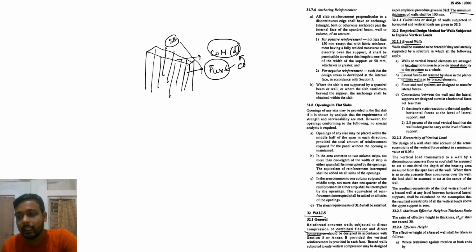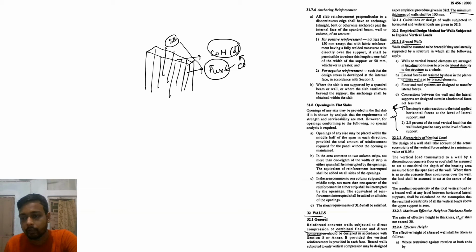Connections between the wall and the lateral support are designed to resist a horizontal force not less than the simple static reaction to the total applied horizontal force at any level of lateral support. That means we apply the equilibrium equation and find out the value. Otherwise, 2.5% of the total vertical load that the wall is designed to carry at the level of lateral support.